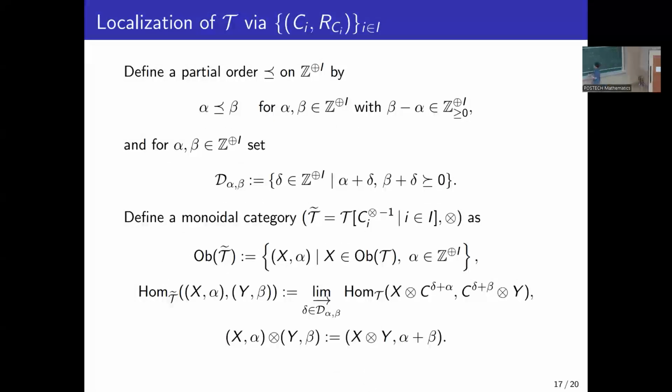So now we can define this. We have a monoidal category T, and then we consider the objects, and the morphism set is given by the limit of these morphism groups. This is the tensoring with C to the delta plus alpha from the right, and C to the delta plus beta from the left. So we consider this group of homomorphisms. Then this family of group homomorphisms forms a direct system by using the braiders we constructed. So we can take the limit, and we define the tensor product in this way, and then everything works well.